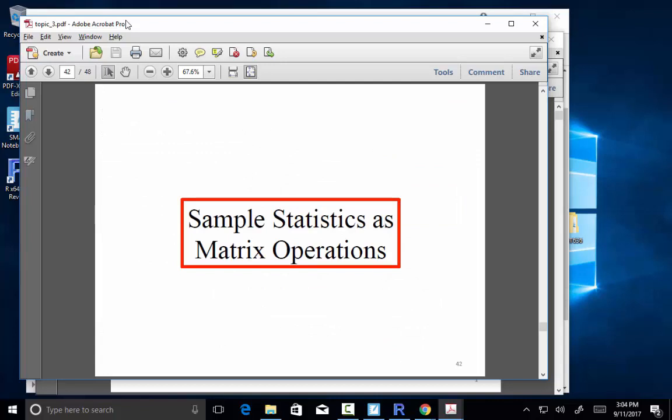do some summary statistics using matrix operations. So things like a mean, a variance, a covariance. It's going to be useful to be able to calculate things like that in R using matrix and vector operations. It's a good skill to have generally.